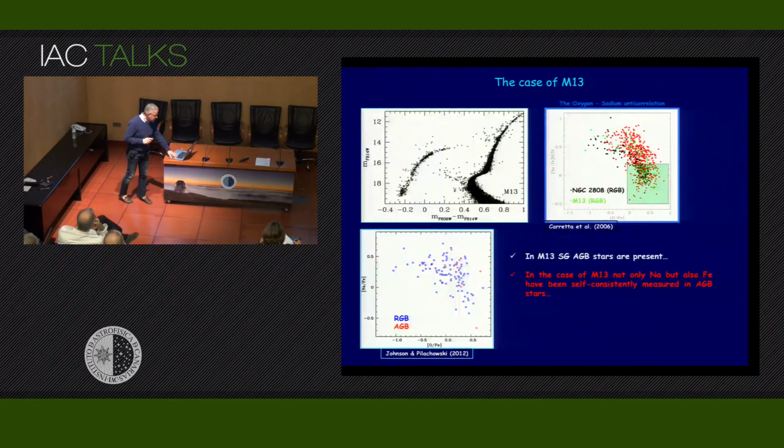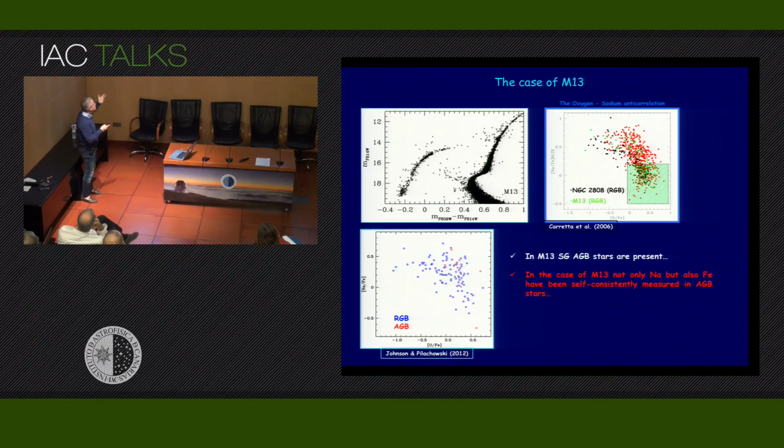I mentioned that Campbell measured only sodium, not iron. And after studying the distribution of sodium over iron, according to the abundance of sodium over iron, he says which are first generation and second generation stars. Okay? This is the case of M13. M13 is another peculiar globular cluster with an oxygen-sodium anticorrelation. In this cluster, Johnson and Pilachowski, 2 years ago, studying the oxygen-sodium anticorrelation, found that there are AGB stars, the red points, belonging to the second generation.